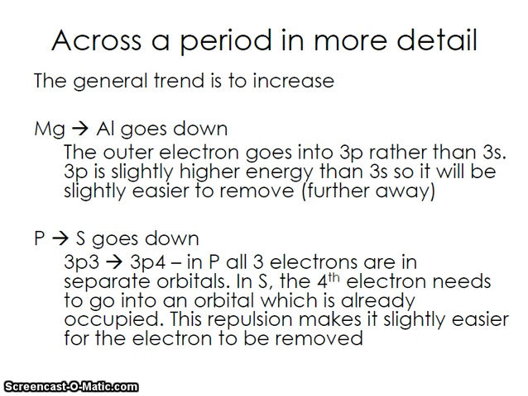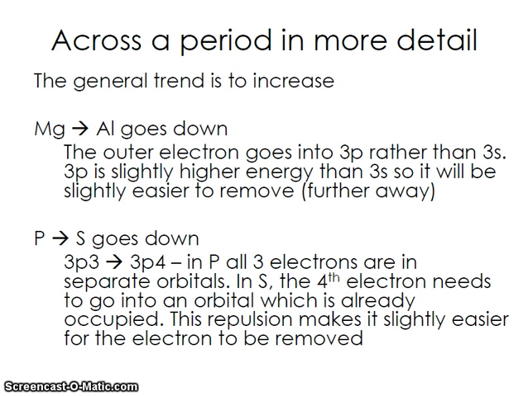So if we look at the ionisation energy across a period in more detail, although the general trend is to increase, there are 2 exceptions, and these are very popular exam questions which students often get wrong, so make sure you completely understand these and remember them. So the first exception is magnesium to aluminium, and that goes down, even though you would expect it to go across for the reasons we've discussed.